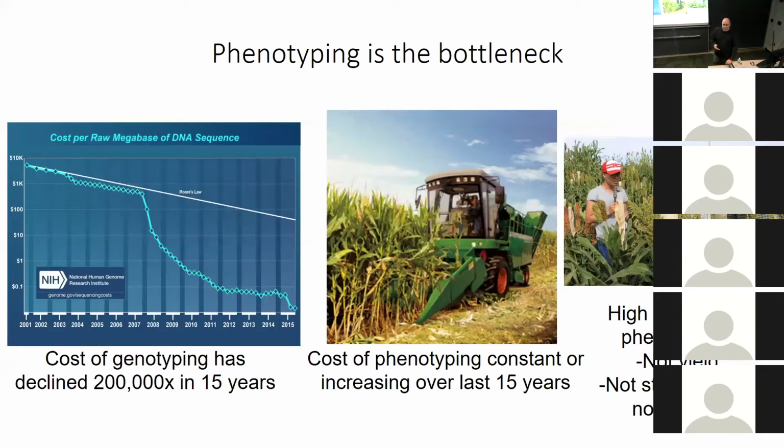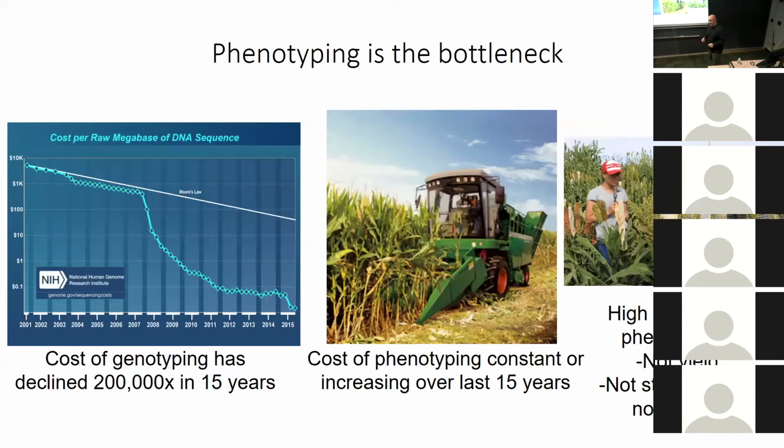High-throughput phenotyping is a reaction to the recognition of this imbalance between the decreasing cost of genotyping and the constant or increasing cost of phenotyping. It's also an interesting concept because there's not a good definition of high-throughput phenotyping. It's defined by what it's not.